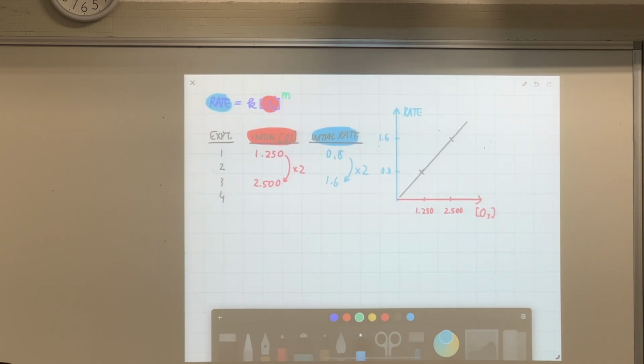So can you put down the conclusion here? The order with respect to ozone is 1. You see, I asked you to explain your answer. So therefore this is how you explain it. Yeah, why is it 1? That's because when we double the concentration of ozone, the rate also doubles, right? So rate also doubles.